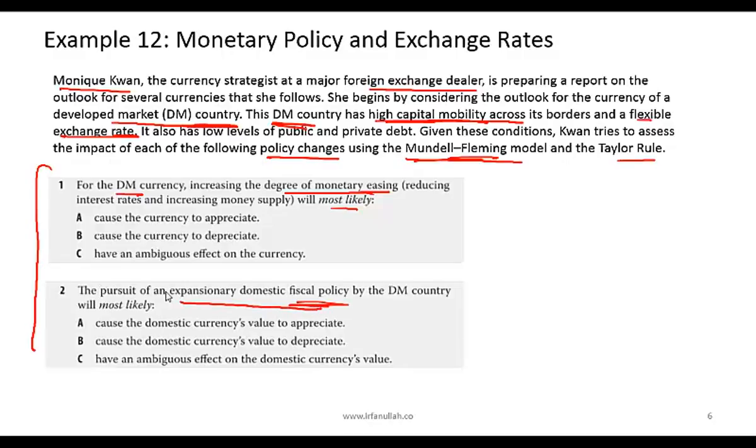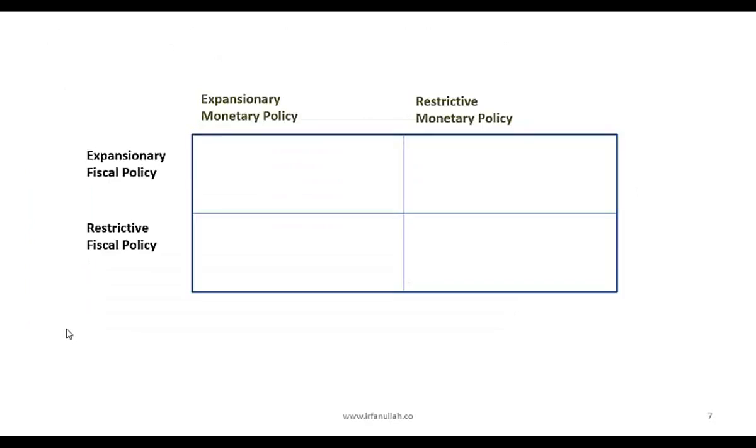The other item has to do with fiscal policy. So we are saying that this country also has an expansionary fiscal policy. What will be the impact on the currency? Before we come to these questions and go over the answers, I'll just remind you about the Mundell-Fleming model. So we'll talk about the Mundell-Fleming model where capital can easily flow in and out. Okay, so let's take two different situations now.